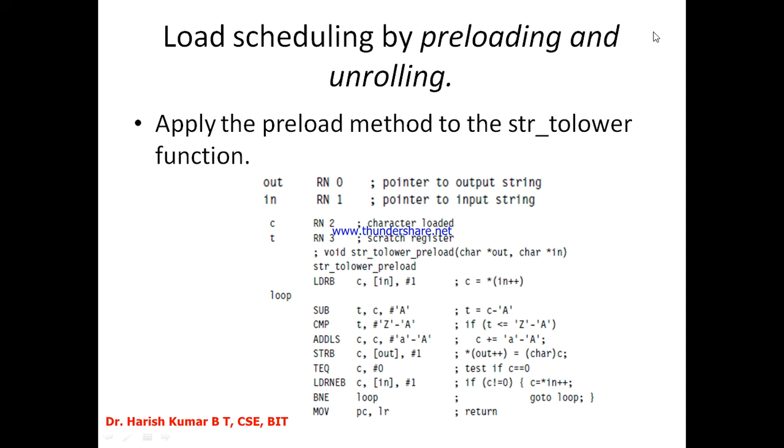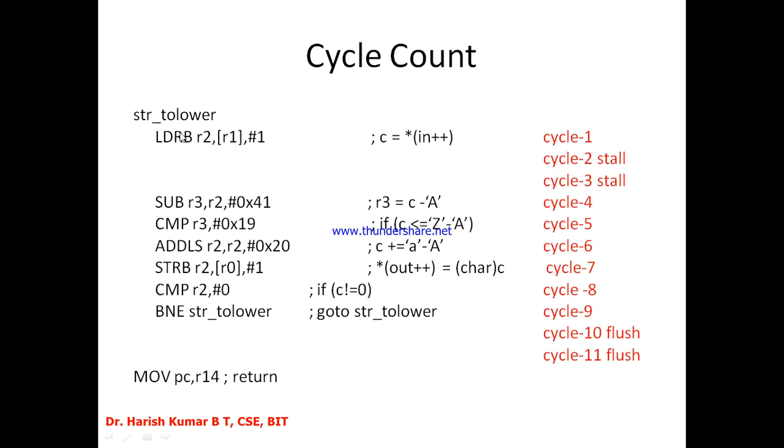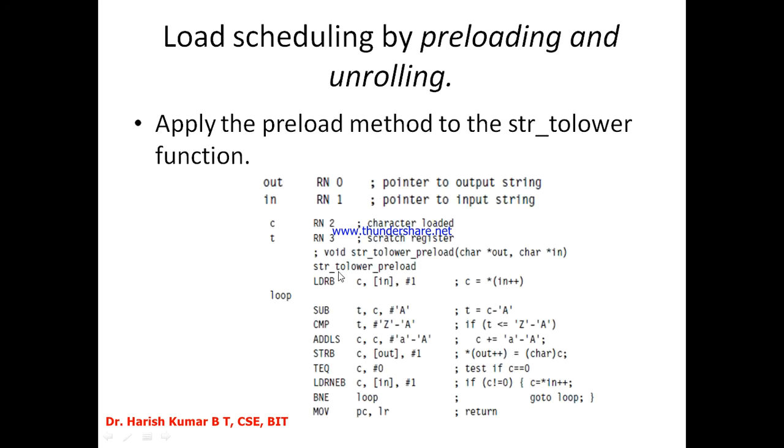There are two techniques. One is preloading and unrolling. Now first we'll understand this preloading technique. Apply the preload method to strlow. What I'm doing here is, earlier we were loading inside the loop, here in strlower. Now I'm preloading it with LDR. See, there are two loops. This strlower is the outer loop and loop is the inner loop. I'm just loading the first character here, and after loading, this is the logic I'm writing here. Observe here. So the current loop will preload the item for the next loop.